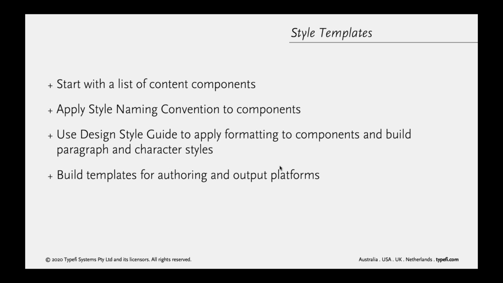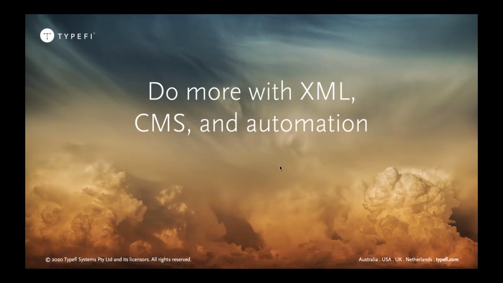So once you've developed a content strategy, conducted a content analysis, come up with a semantic style naming convention, and created style guides and style templates, you might want to consider going further with XML, CMS, and automation.